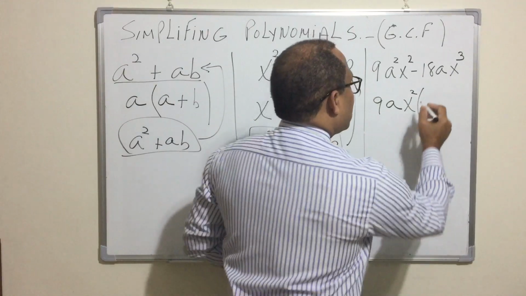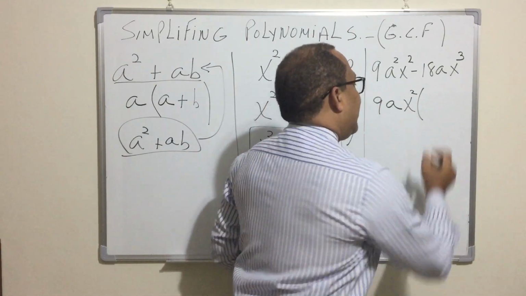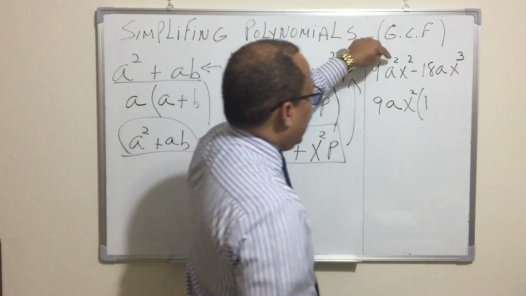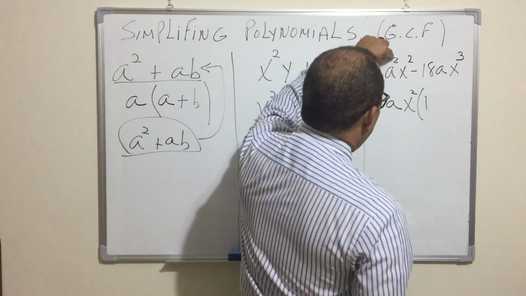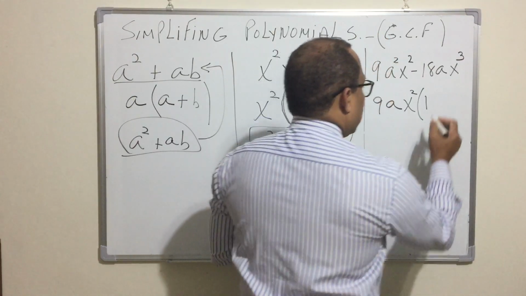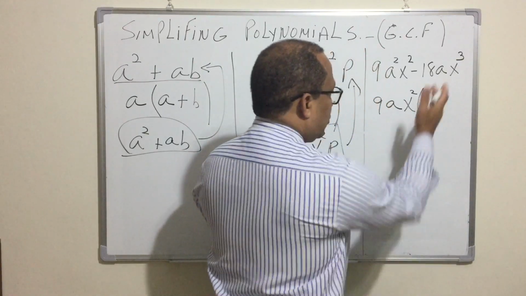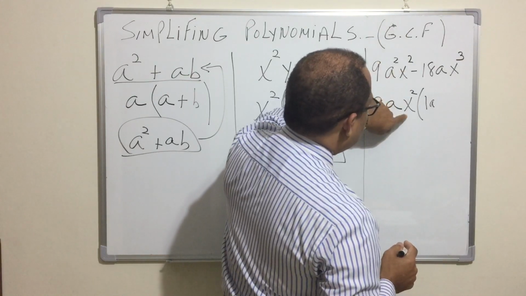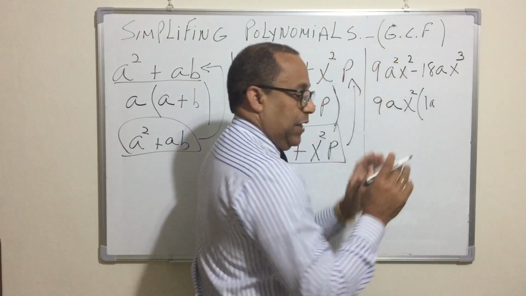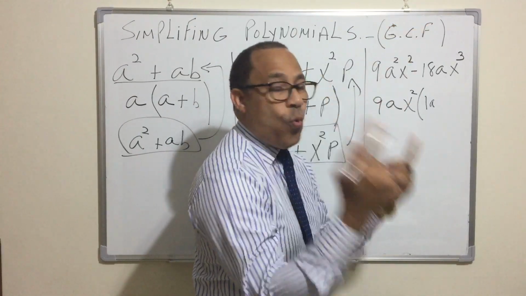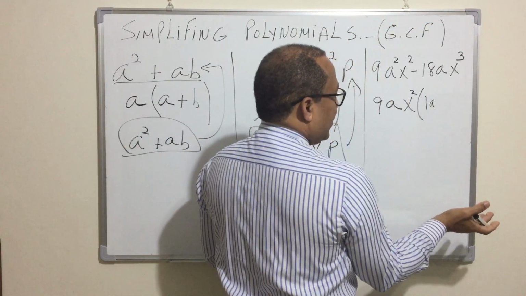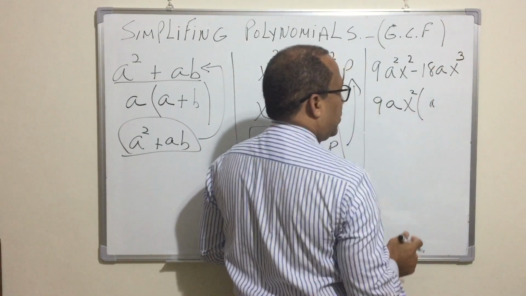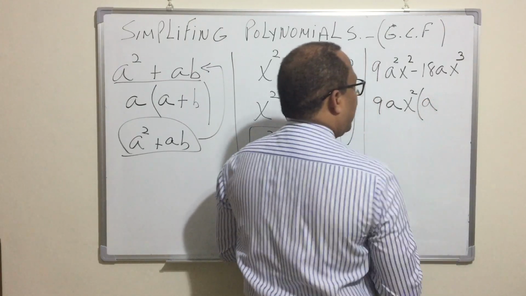9 divided by 9 equals 1. That's a 1 there. Let me put the 1 here. Don't need to, but it's there. a to the second divided by a. That's 2 minus 1 equals 1. So it's a to the first. No need to put the 1 either. And then x to the second divided by x to the second. 2 minus 2 is 0. x to the 0 equals 1. So that's a 1. No need to put the 1, because 1 times a times 1 is a. So the answer will be a.